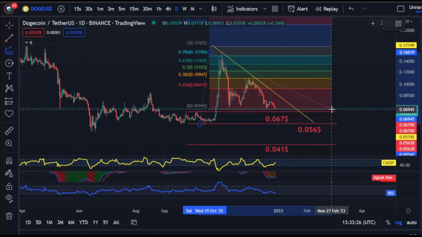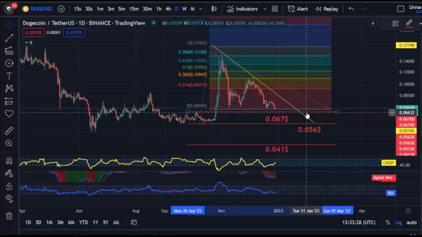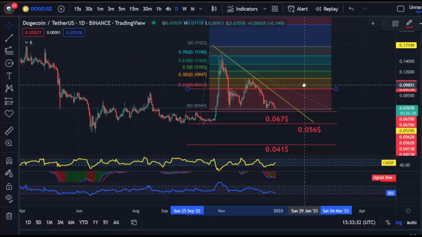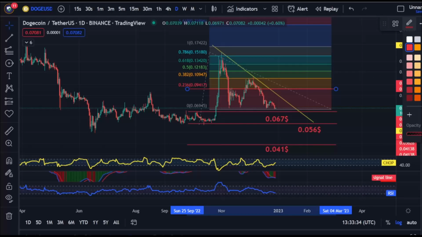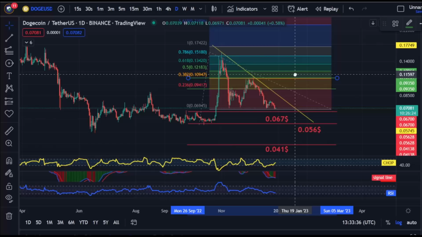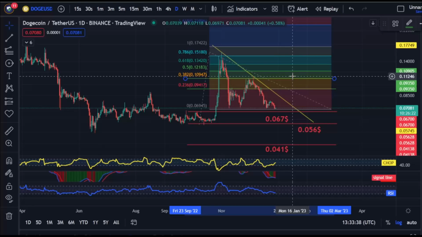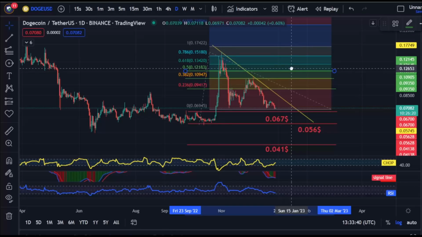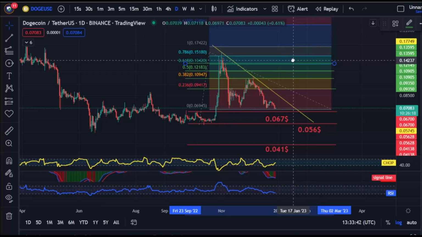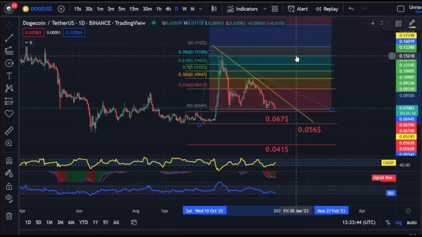Looking the other way, we can mark the resistances that the price has to overcome on its upward path, and as you can see, we have the first resistance at $0.094, the second resistance at $0.109, the third at $0.122, and the fourth at $0.134.